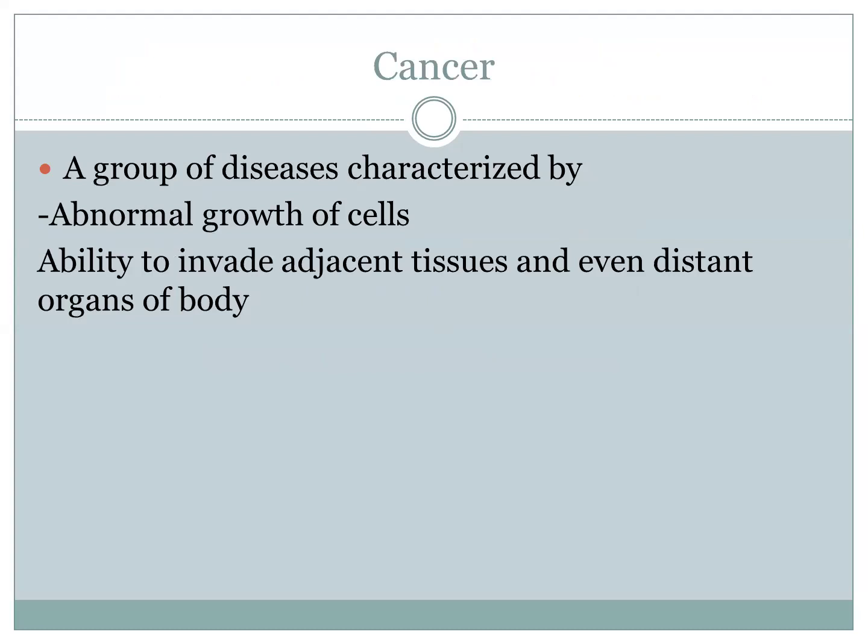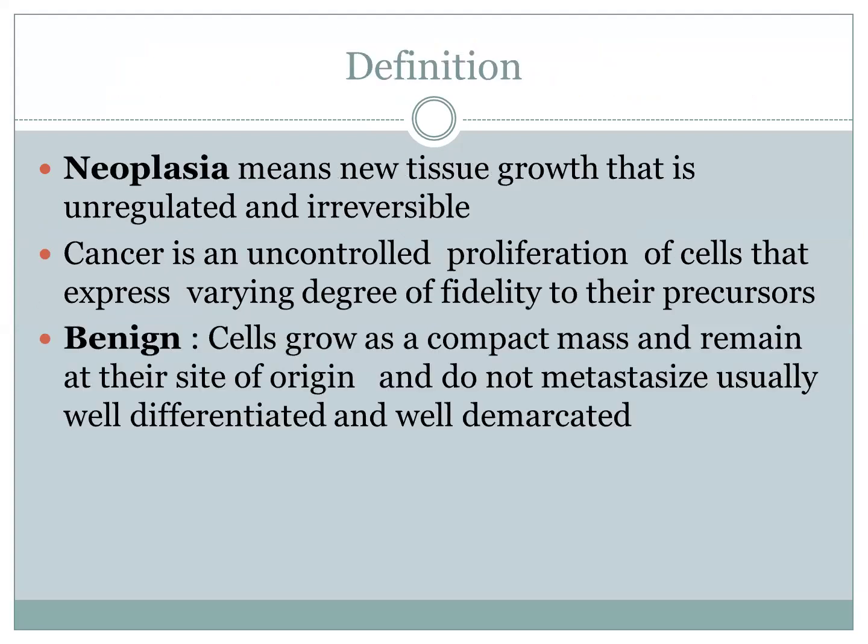Cancer is a group of diseases characterized by abnormal growth of cells and ability to invade adjacent tissues and even distant organs of the body. So there are definitions in cancer. The first of which is neoplasia. Neoplasia means new tissue growth that is unregulated and irreversible. So cancer is an uncontrolled proliferation of cells that express varying degree of fidelity to their precursors.